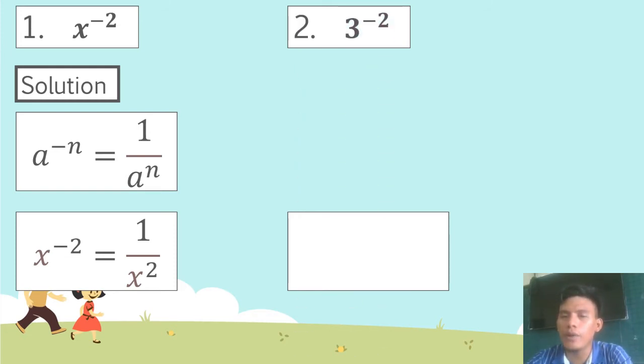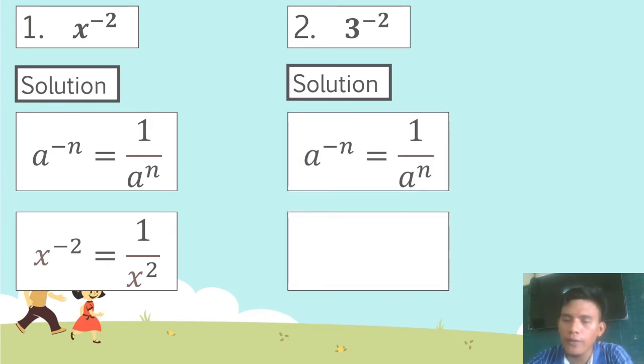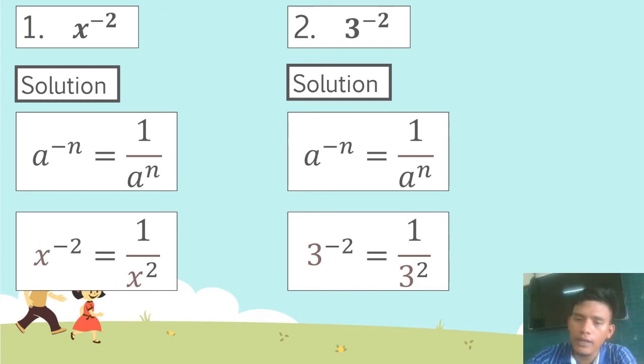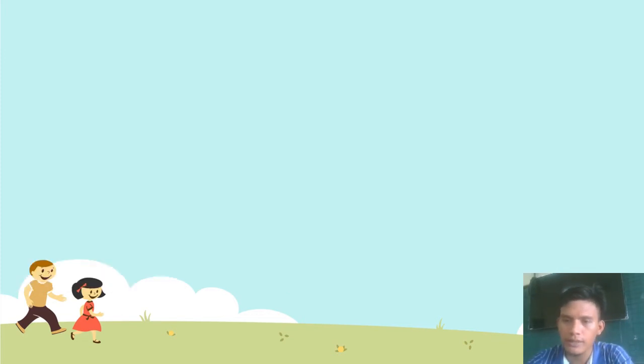Okay. Another example, 3 raised to negative 2. Solution. This will be our formula for the negative exponent, and that is equal to 1 over a raised to the exponent of n. Our a here, which is our base, is 3, and n is the number 2. That's why 3 squared. 1 over 3 squared, when you simplify that, is 1 over 9. Then we proceed to the division of polynomials.